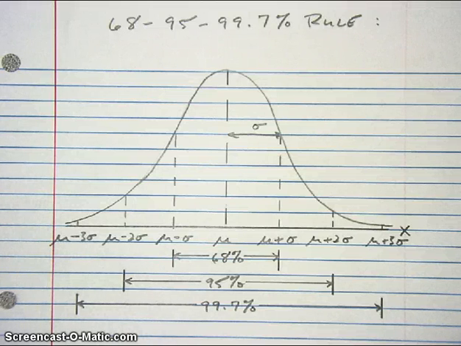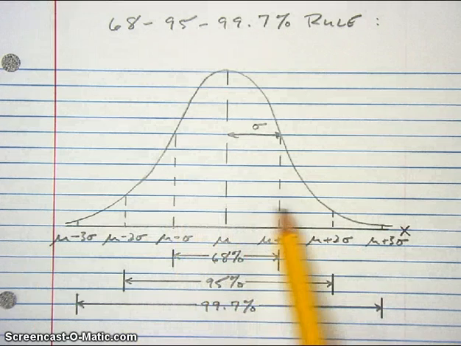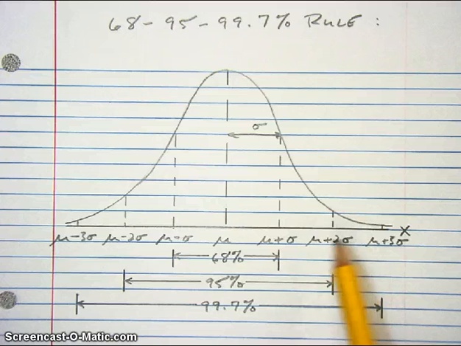In a previous video, we looked at the 68, 95, 99.7% rule. It's not exact, it's a rule of thumb, but it'll give you a rough idea about what the area under a normal distribution, under a normal curve would be for these intervals.